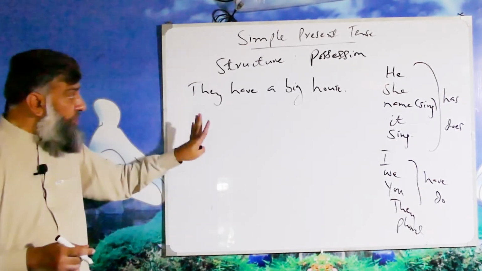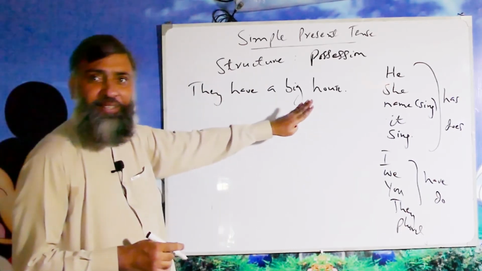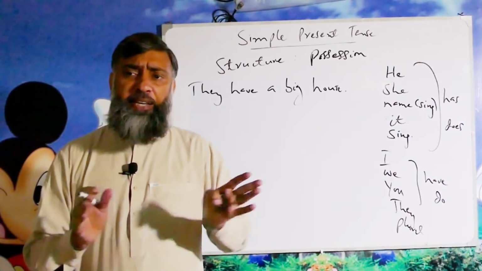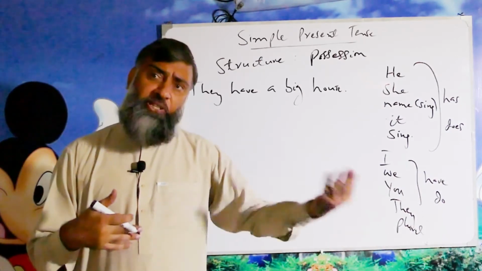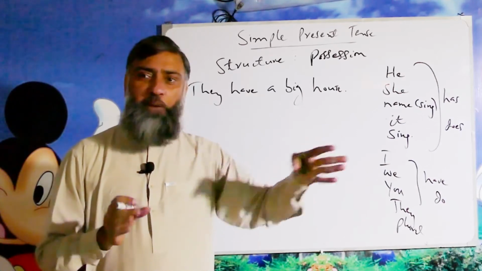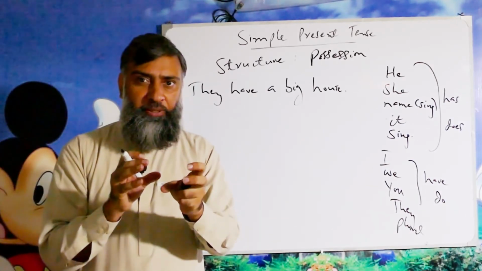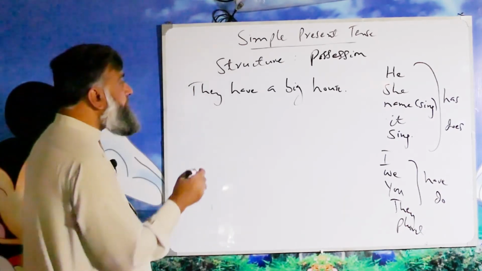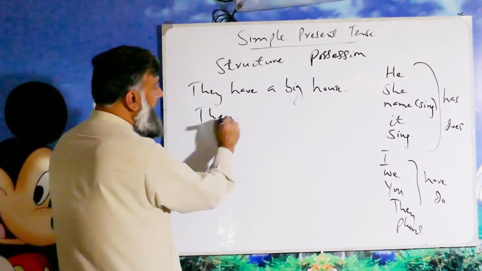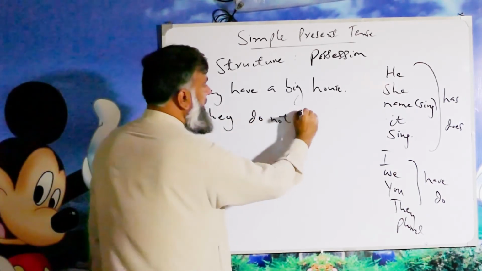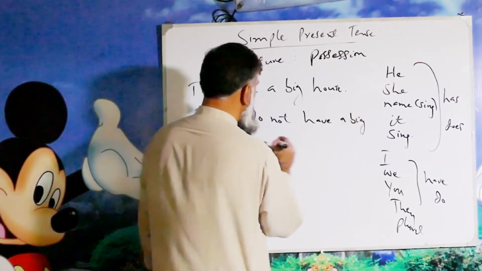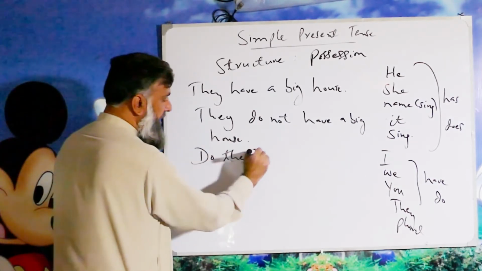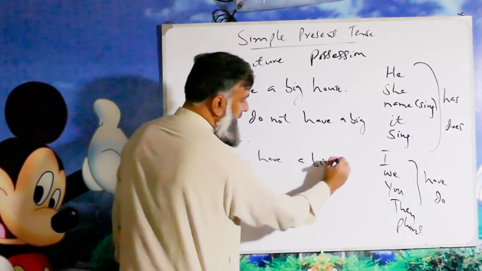So you can see again the basic structure: subject, verb, object. Whenever you are making a sentence, whether positive, negative, interrogative, or a sentence of any tense, you need to follow the basic structure. And the basic structure, as I told you in the very beginning, is subject, verb, object. There may be slight changes depending on the type of tense, but again the basic structure will definitely be followed. So, they have a big house. In order to make it negative: they do not, or don't, have a big house. Question: do they have a big house?